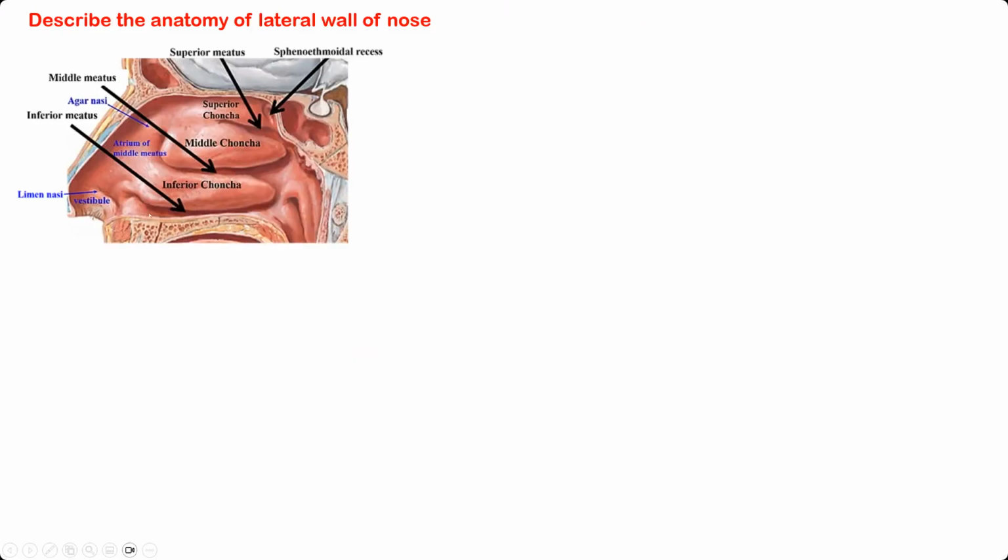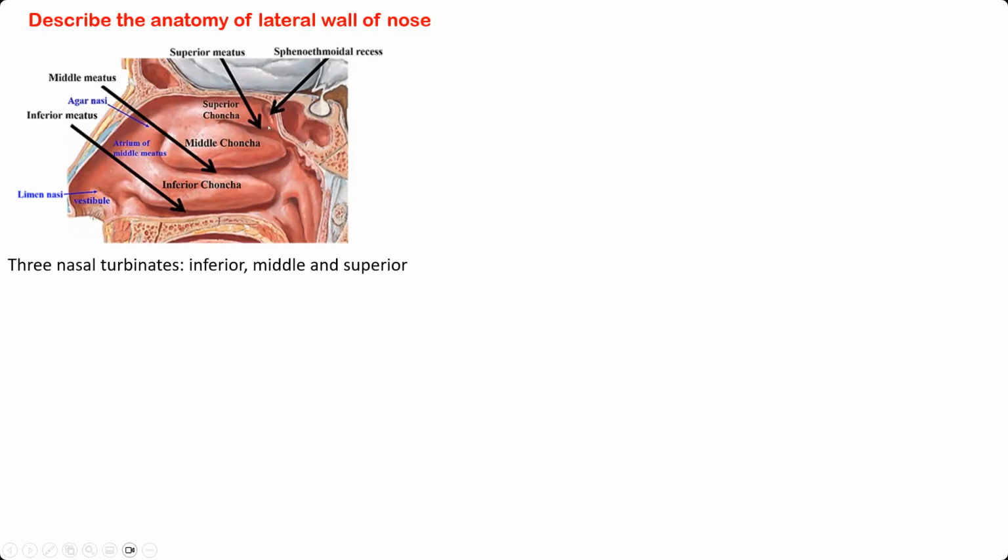So the entire lateral wall is a part of the skull. It is not a part of the mandible or anything. It is part of the maxillary part of the side of the skull. And this is the picture to have an idea. Then it is made up of 3 nasal turbinates: inferior, middle, and superior.